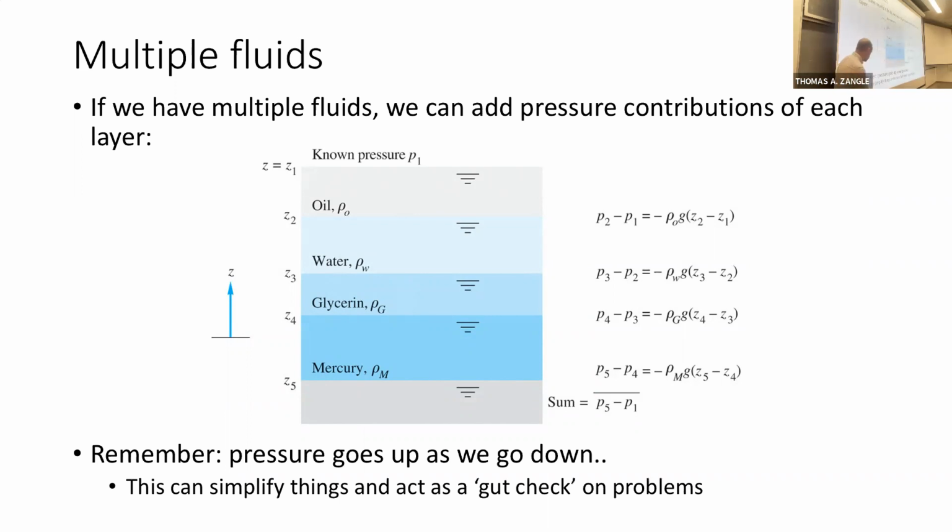So again, reminder, pressure goes up as we go down. If you're looking at a problem like this, and you're starting to get a little bit confused about the negative signs and where they are, and you're getting an answer that you don't quite understand, just remember the pressure goes up as we go down. As we move down within a fluid, the pressure should rise.